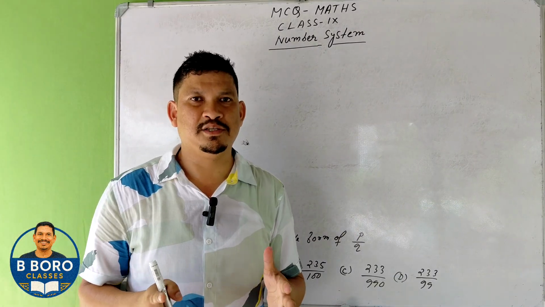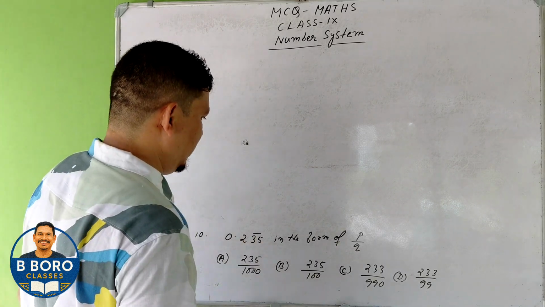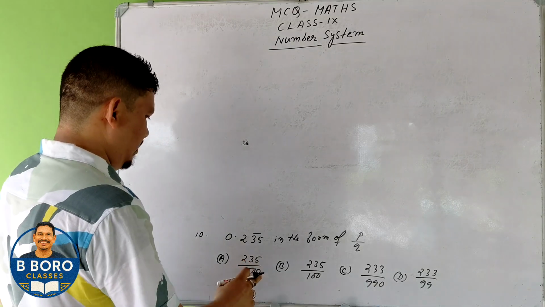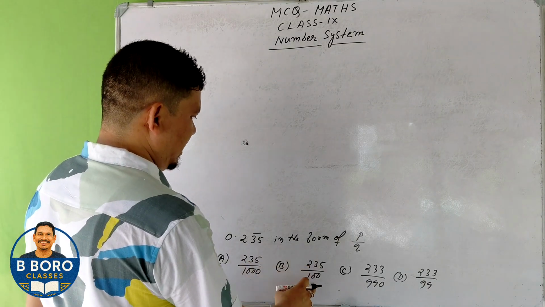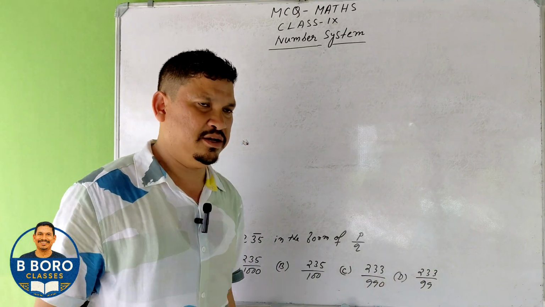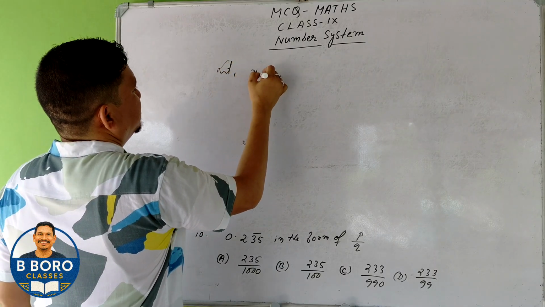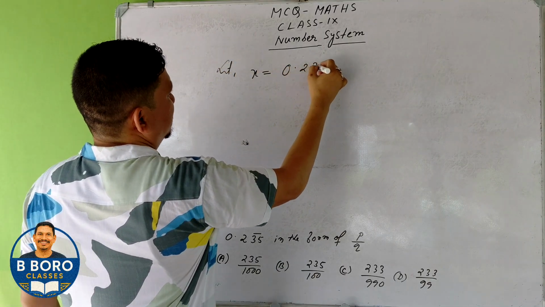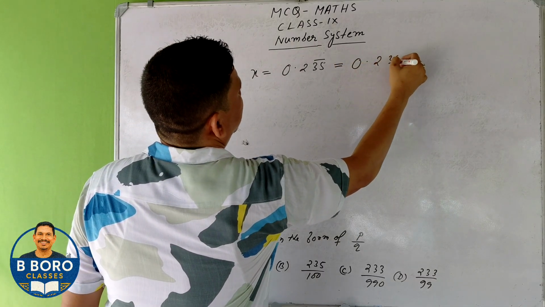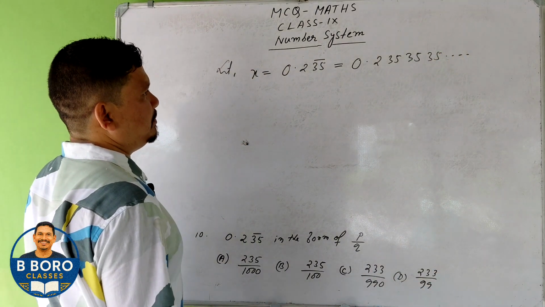Now we'll discuss the last question, question number 10. What is question number 10? Express 0.235 bar in the form of p by q. We are given four options: option A 235 by 1000, option B 235 by 100, option C 233 by 990, option D 233 by 99. How can you solve this question? See here. First of all, let x equal to 0.235 bar. Ultimately, 0.235 bar means after the decimal, 35 repeats an infinite number of times.